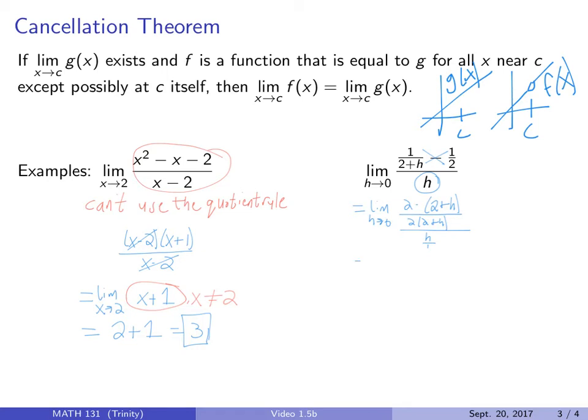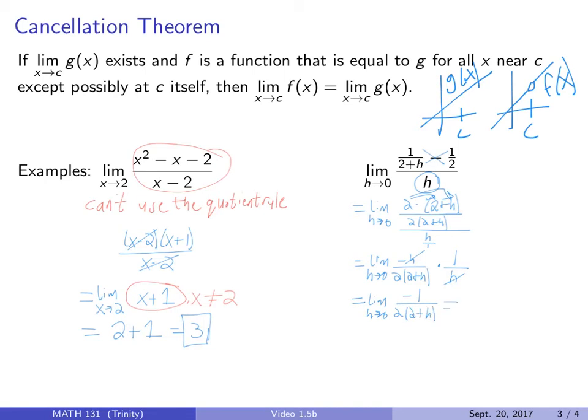So this will be equal to the limit as h approaches 0. 2 minus 2 plus h, if I distribute that 2, I'm going to have 2 minus 2, which is 0, and then minus h over 2 times 2 plus h. And then, as I said, we're going to multiply by the reciprocal, so I'm going to multiply by 1 over h. Now I can cancel the h's, and I'm left with the limit as h approaches 0 of negative 1 over 2 times 2 plus h.